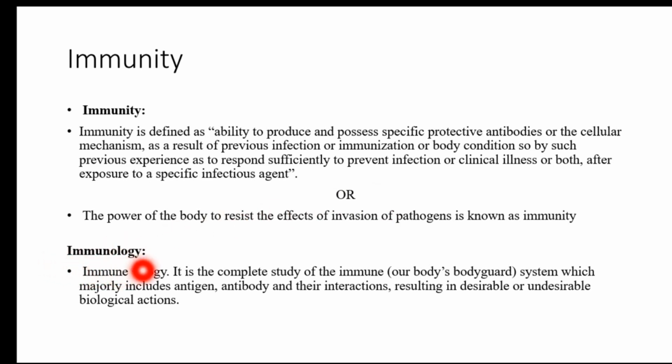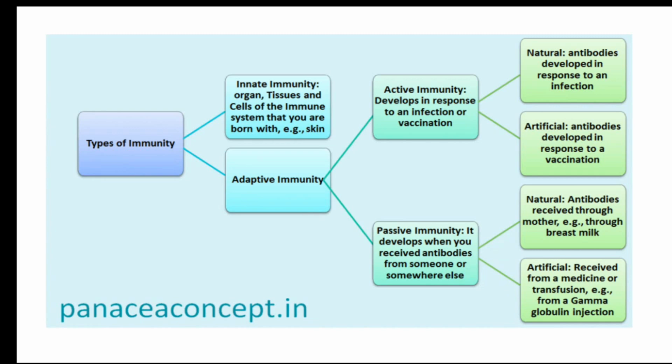So what is immunology? As you all know, logy is to study, and immune, it is the study of the immune system, that is the body's bodyguard system, which includes antigen, antibody, their interactions, and desirable and undesirable biological actions. So these are the immunity types, wherein we are going to discuss various types. First it is natural immunity, which is nothing but innate immunity, and the second one is adaptive immunity, also called acquired immunity.